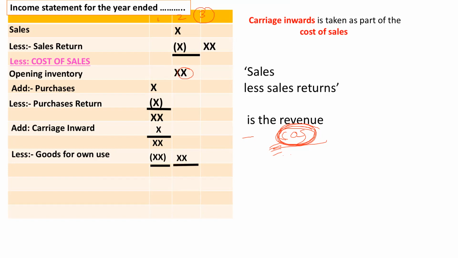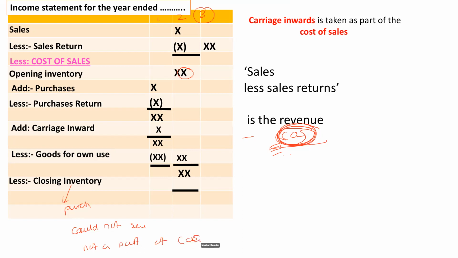Opening inventory add purchases, arrive at a figure. Less the closing inventory, the goods that you could not sell, though purchased. Closing inventory is the goods that you purchased to sell, but you could not sell. Because you could not sell, it is not a part of cost of sales. It is not a part of cost of goods sold. So you would remove it and arrive at the cost of goods sold. From your revenue, when I subtract the cost of sales, I will arrive at the gross profit.